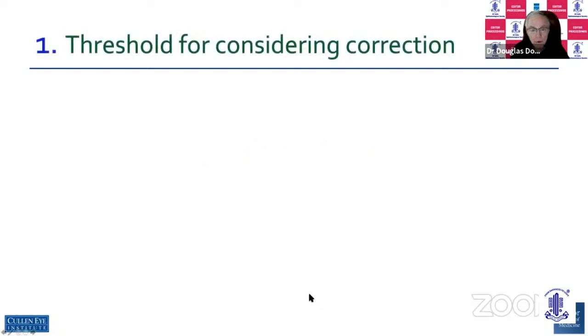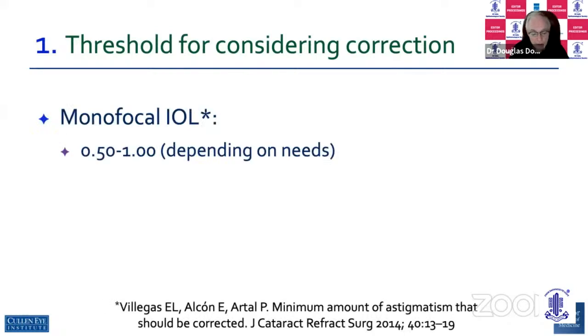So what do we know about toric IOL calculations? Because you've heard so many good talks, you're going to hear some repetition compared to what I'm pointing out here. So what's our threshold for correcting astigmatism? I think it depends on the patient's needs, but for a monofocal IOL, it's around a diopter. For a multifocal IOL, however, we need to be within a half diopter or less of accuracy.